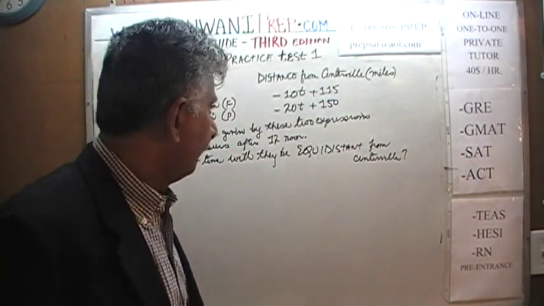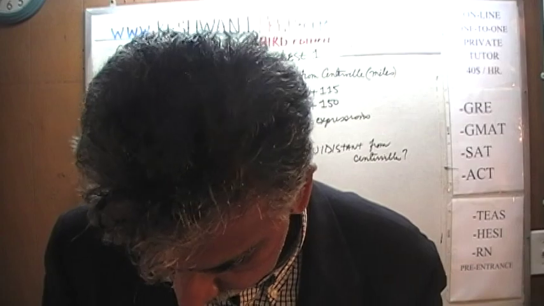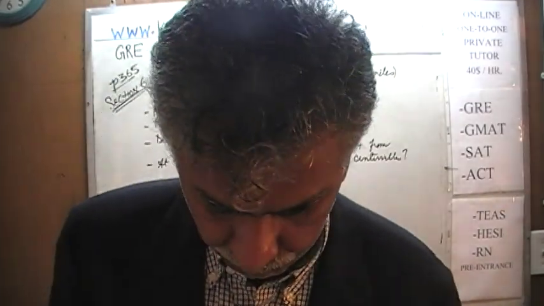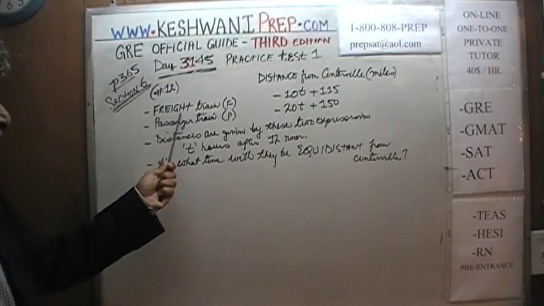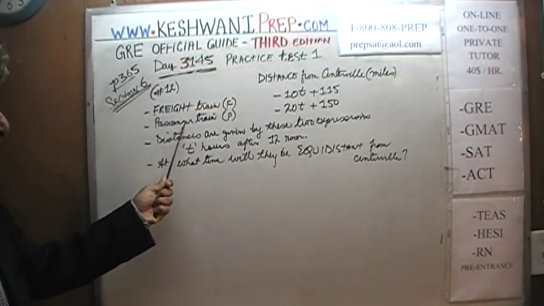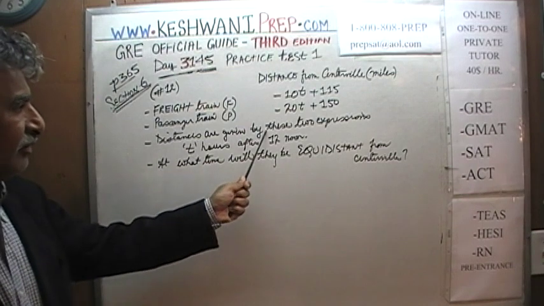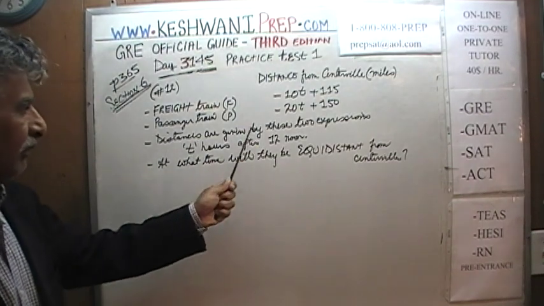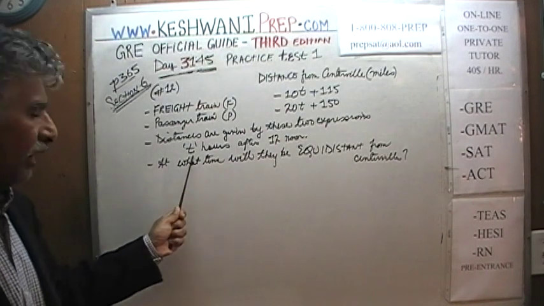Let's get going. As you can see, question number 12 is already on the blackboard. Make sure the book is in front of you. Turn to page 365 and read the problem to yourself. It says that we have a freight train and a passenger train, and these expressions indicate the distances that these trains are, t hours after 12 noon.